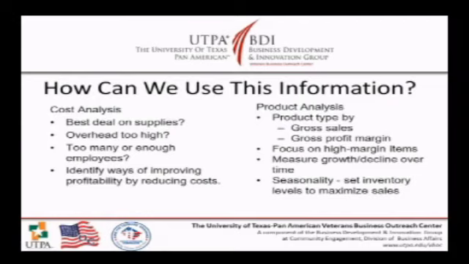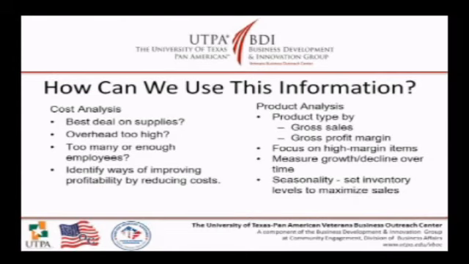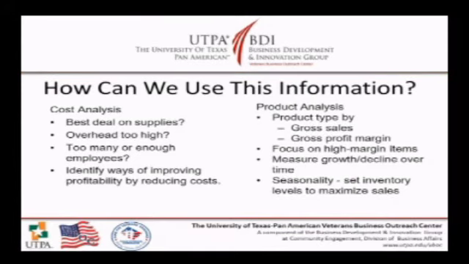So how to use this information that we talked about? Cost analysis, best deals on supplies. Like was stated earlier, maybe this is the reason why he's operating more efficiently. Maybe he's found a supplier that supplies his stuff a little cheaper. Maybe the overhead's too high. Are there too many or enough employees? Identify ways of improving profitability by reducing costs. Maybe he's found a way to do it more efficiently.